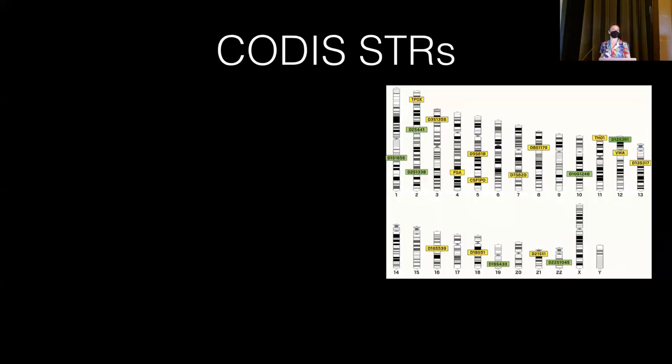Okay, and what are the specific CODIS STRs used in the United States? Here they are. You can see how they're distributed on the genome. And I'll give you a little bit of history. These were chosen originally in 1998, and there were just 13 STRs chosen then. And they were chosen for pretty practical reasons.